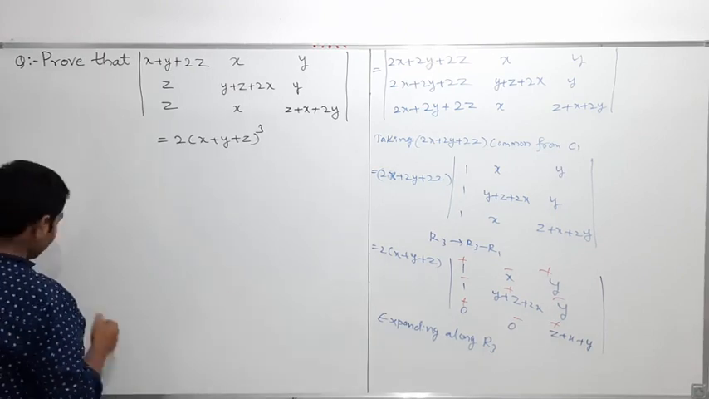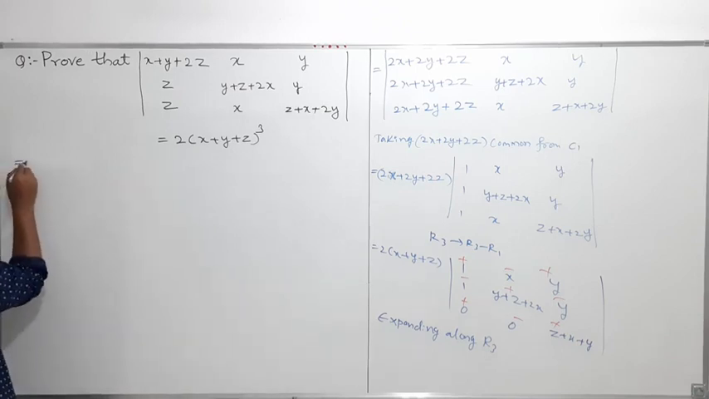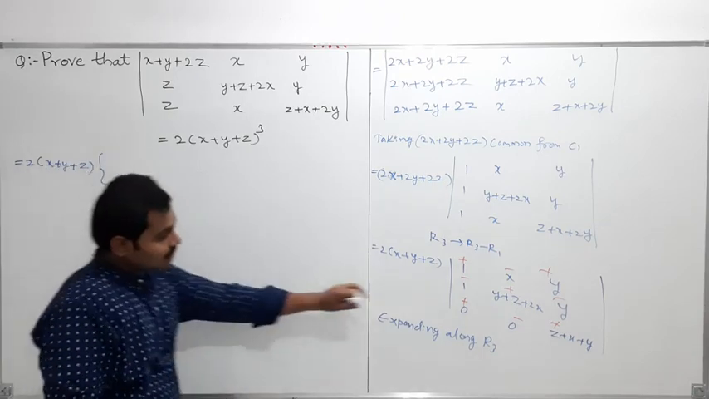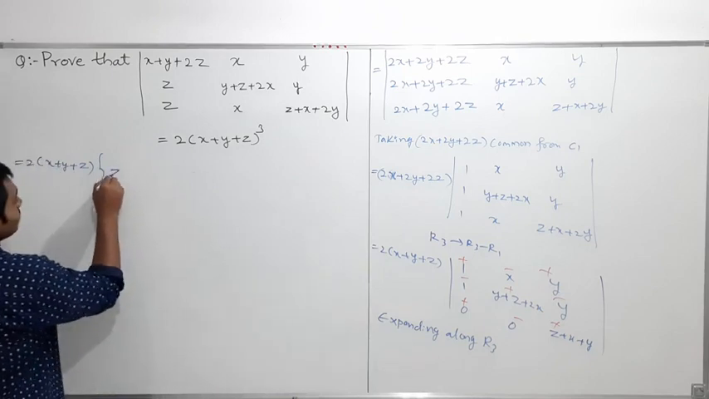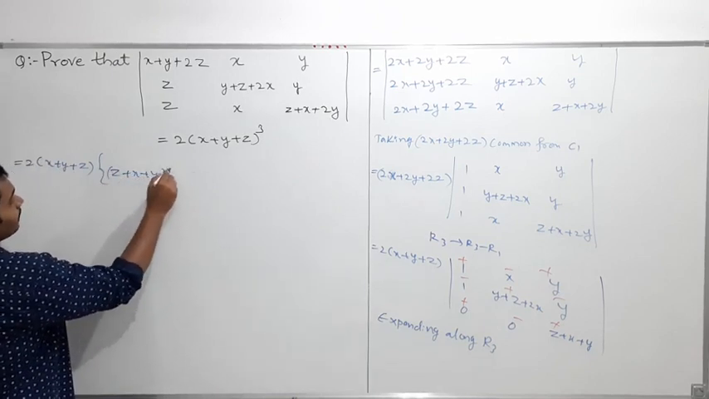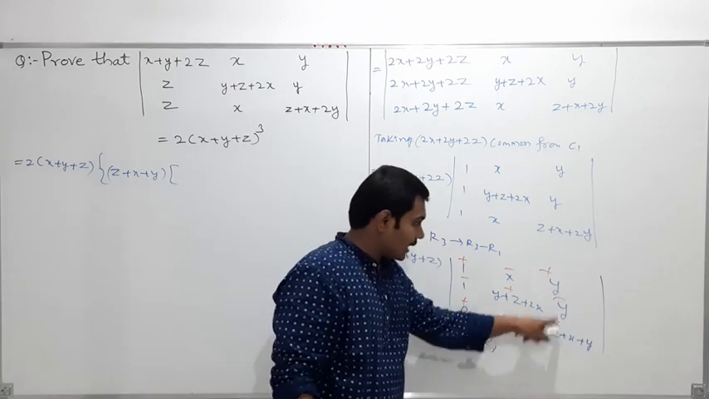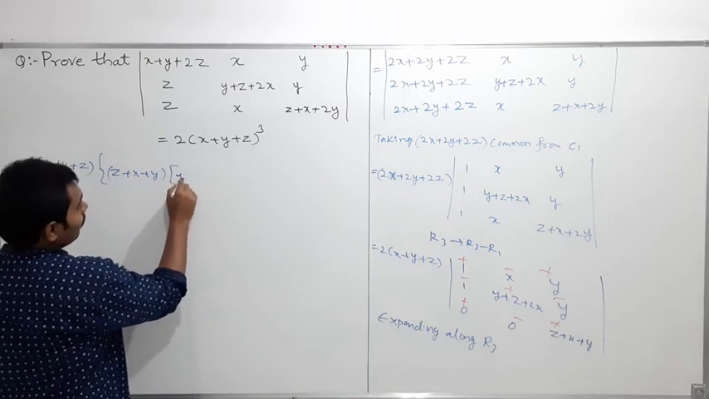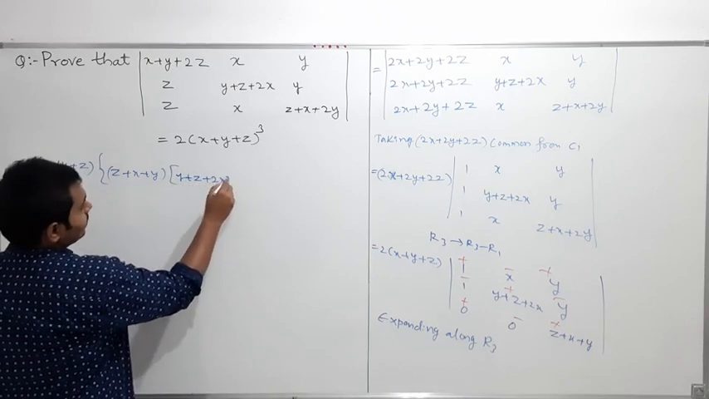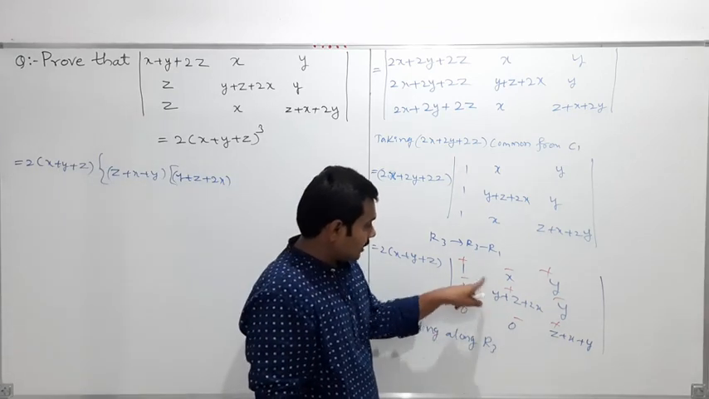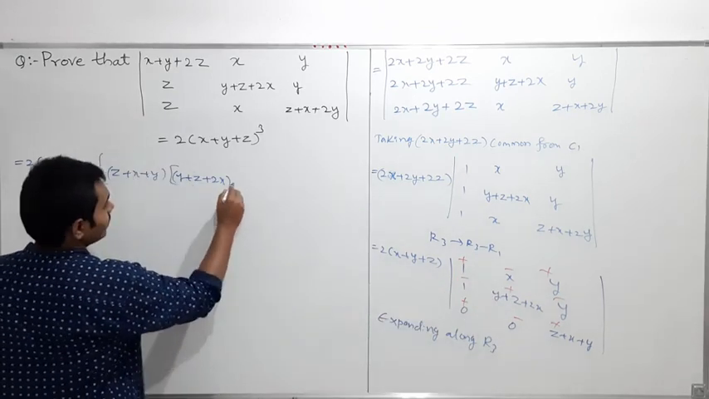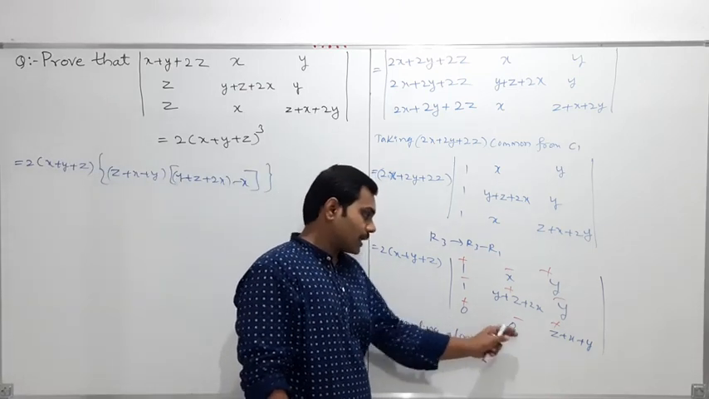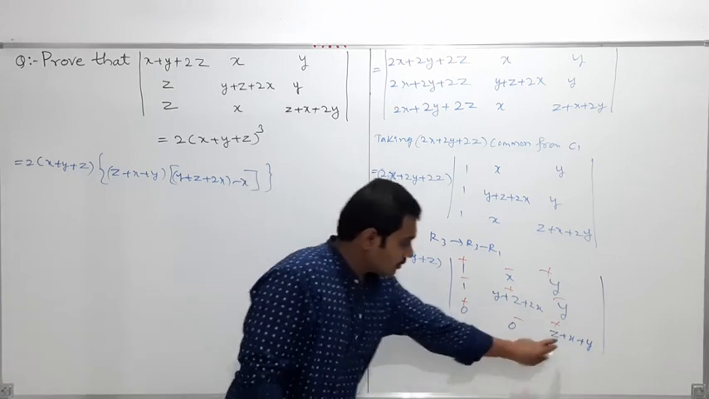So I am expanding. That will become 2 into x plus y plus z, into, here it is plus, z plus x plus y, into: leave this row and this column. So here it is 1 into this value. What is that? 1 into y plus z plus 2x, this element into this element, minus this element into this element, and next minus x. The remaining 0, and 0 with anything is 0, so I am not calculating this. Directly I solved by taking this element.